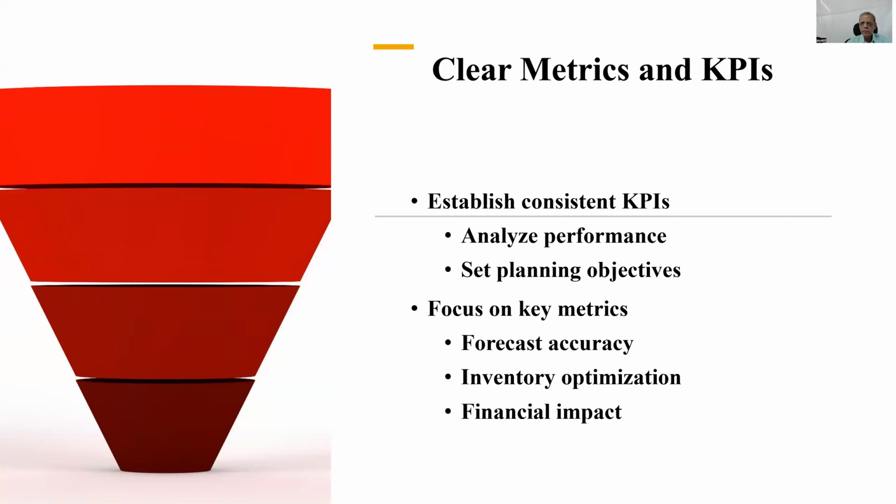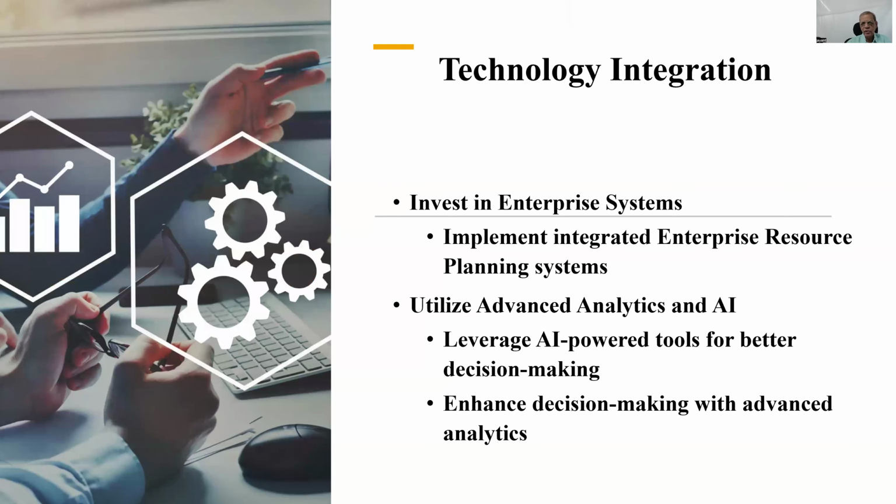So you have to lay down your clear metrics and design your key performance indicators, what you want to do, whether you want to have order to delivery time as a key performance indicator, or you want to have product quality as a performance, or you want to have inventory as a performance. So you can establish those things and all that. Some of the key metrics that I just mentioned could be forecast accuracy, inventory optimization, financial impact, or something else. So depending upon that, you have to decide.